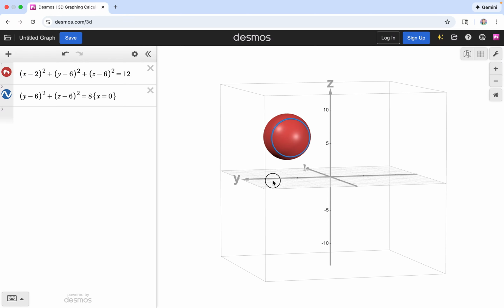So the intersection of the sphere with the YZ plane, when x is equal to 0, is just a circle. Center at (6, 6), right? You see here, 6 and then 6, and radius √8. Okay, hope that makes sense.